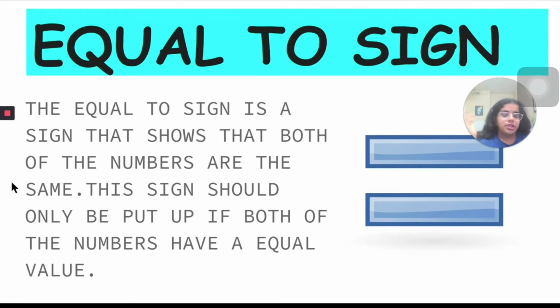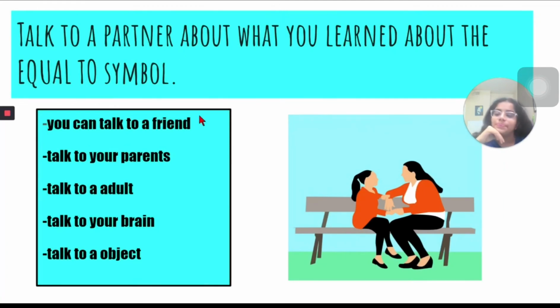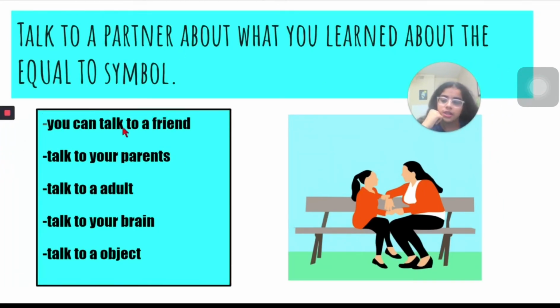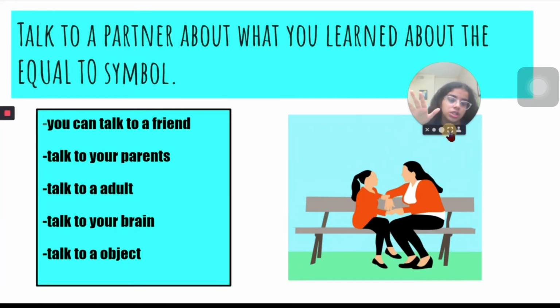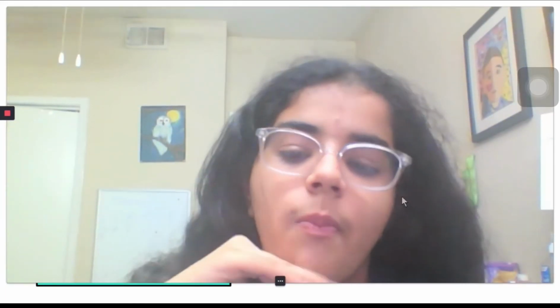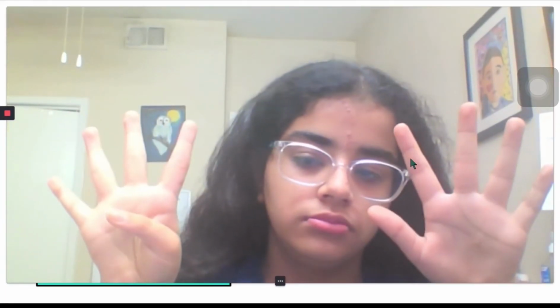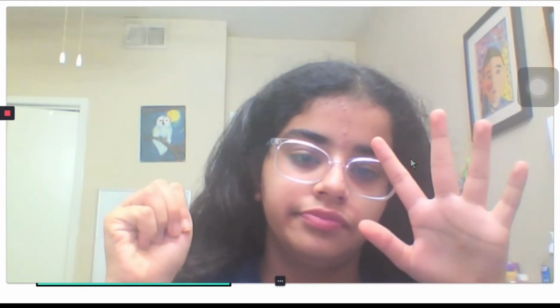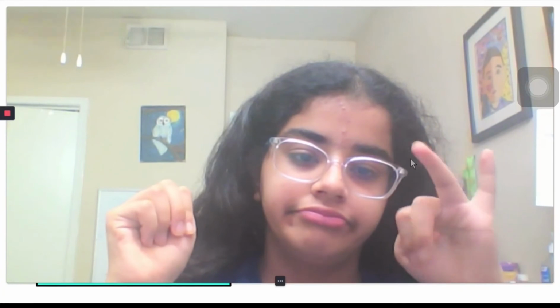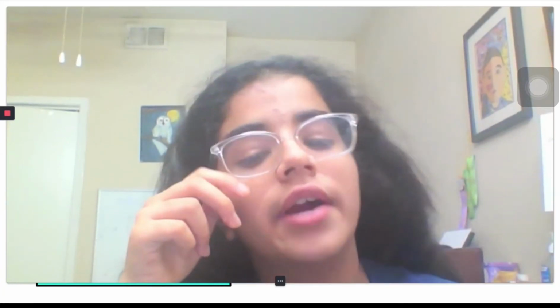This one's a little easier to think about because we just know it's equal to. The other ones are a little complicated because of learning which one's the less than and which one's greater than, but I think this explained pretty good. So now talk about the equal to sign with anybody, a friend, parent, adult, or an object, and you have 10 seconds. All right, it's been 10 seconds.